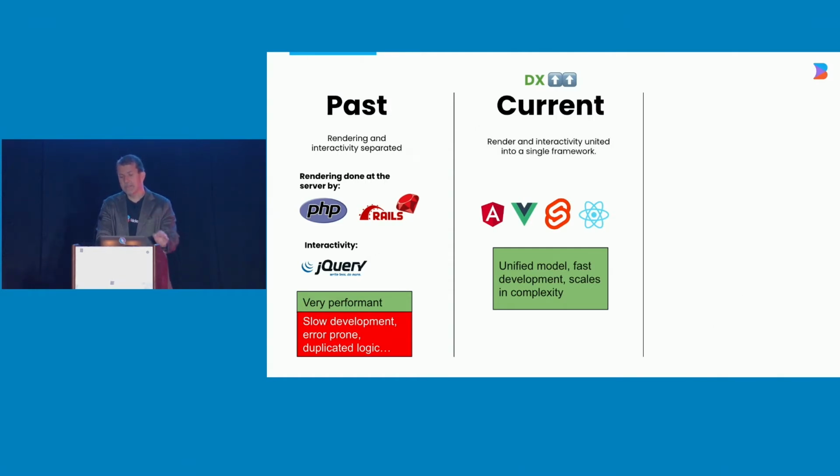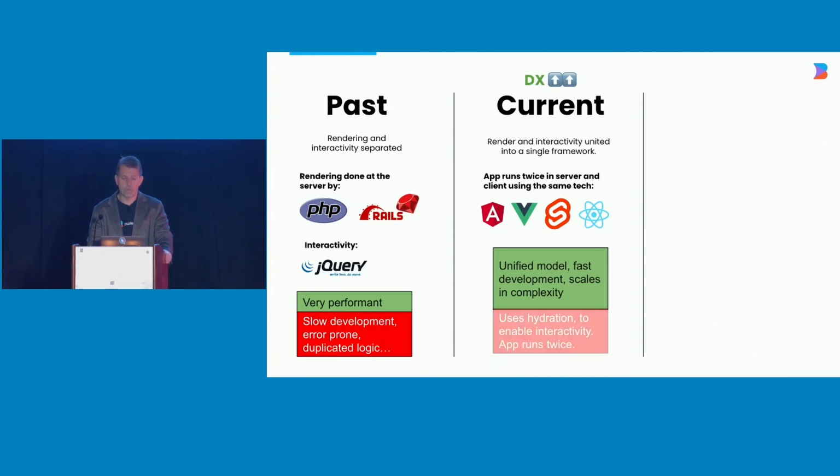And the key thing here is that render and interactivity are united into a single framework. However, the application runs twice. And this is the source of the problem. We're going to dive into this deeper. Basically, the application runs once on a server and once on a client. And I'll show you what I mean by that. We gave this double running of the application a fancy name called hydration. And yeah, hydration is both the solution and the problem. So we're going to dive into it.